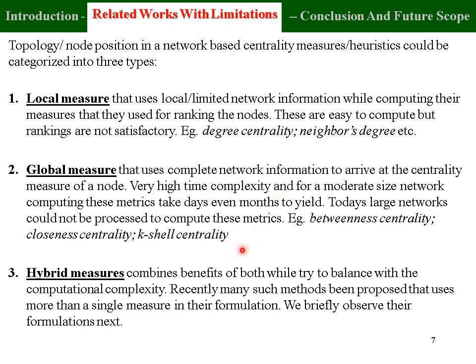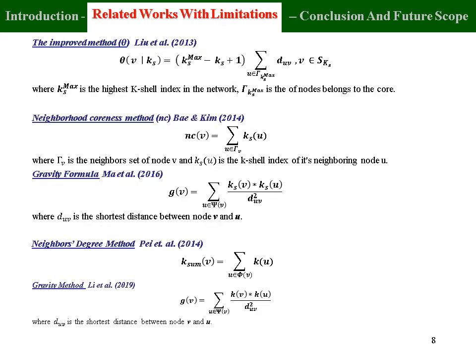So recently many kinds of hybrid measures have been proposed, where the authors have combined the benefits of local measures and global measures. They have used degree as well as some closeness or betweenness, but only to a little extent, maybe up to 2 hop or 3 hop. So in the next slide we'll see some of the recent hybrid methods that were proposed to overcome the limitations of both the global and local measures and get a balance of the benefits.